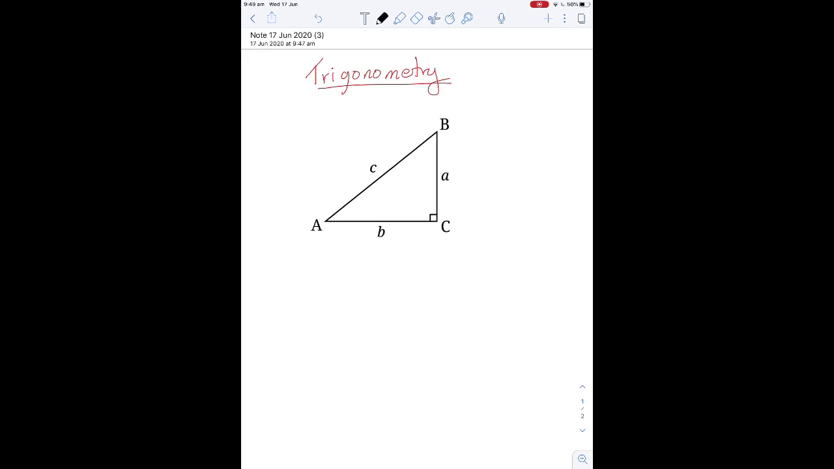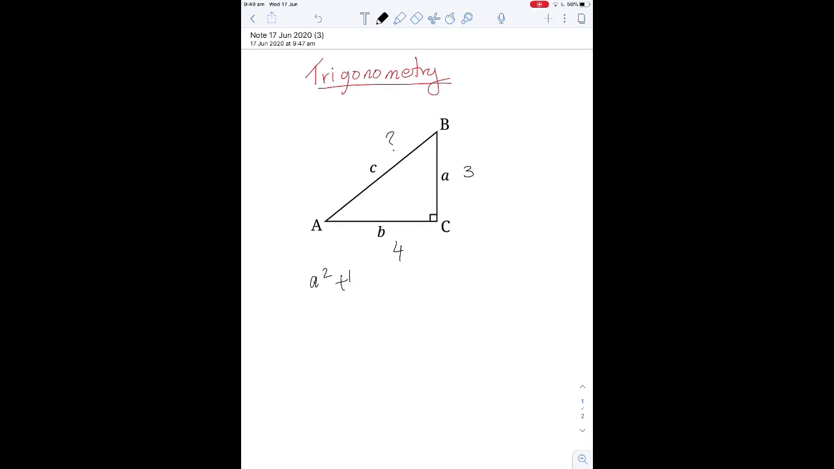Okay, well, hi everyone. We're going to be looking today at our first video in trigonometry. Just a quick recap of Pythagoras' theorem. Do you remember Pythagoras' theorem? So if they gave you, for example, 3, 4, and they said to you, what is C? How would you find C?